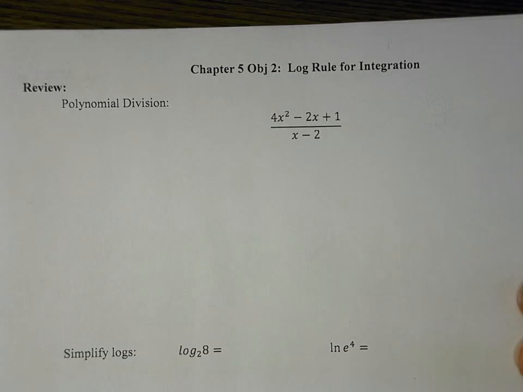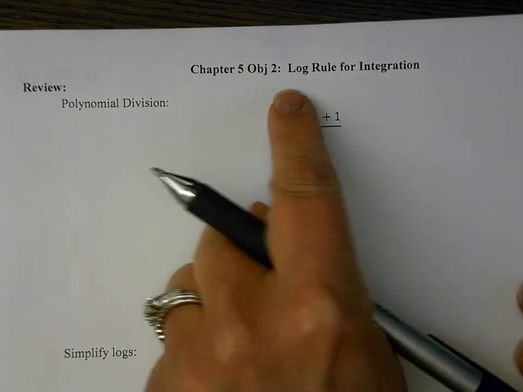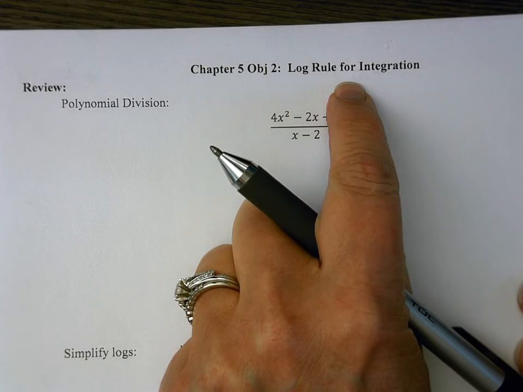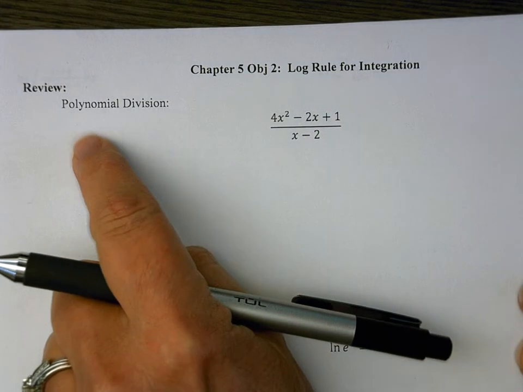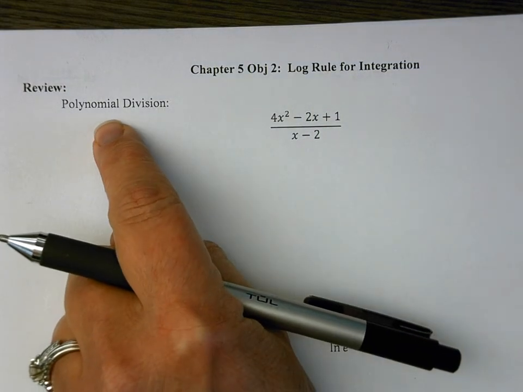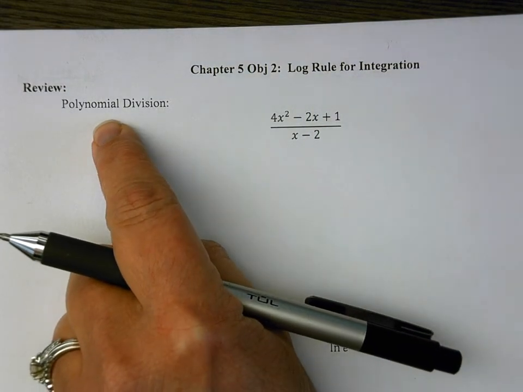All right, this is the video lecture for AP Calc BC, Chapter 5, Objective 2, and we're doing our log rules for integration. Okay, so that's going to be our focus. Before we get started, though, we want to do a little review of our polynomial division because we're going to be using this strategy to help us out.